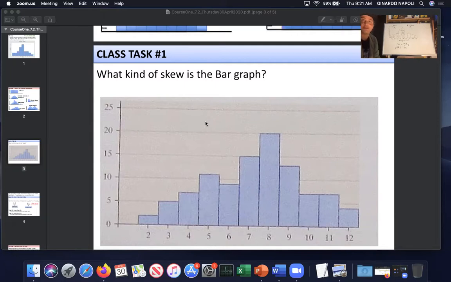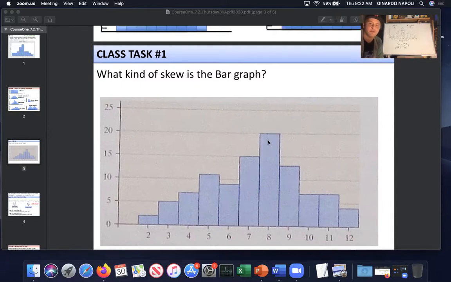Okay, so I got three different answers. Let me give other people a chance. All right, so the mode here is at 20. The mode here is at 20. Okay, a couple more seconds. It is left skew. It's not normal.